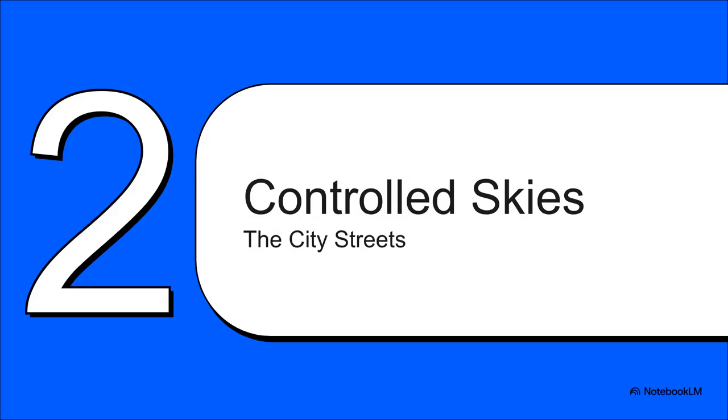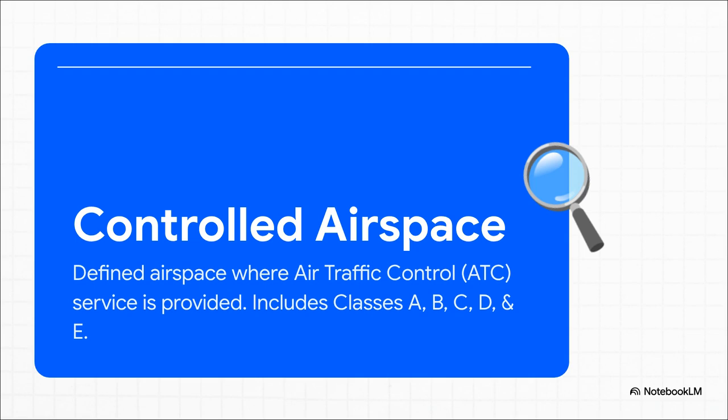All right, our virtual plane is climbing. We're leaving those quiet country roads behind, and as we get higher and closer to towns and airports, we're entering the sky's version of busy city streets. And this, my friends, is where we enter what's called controlled airspace. It's just a catch-all term for any area where air traffic control is actively involved, providing services to keep planes safely separated. This is where the real organization kicks in.